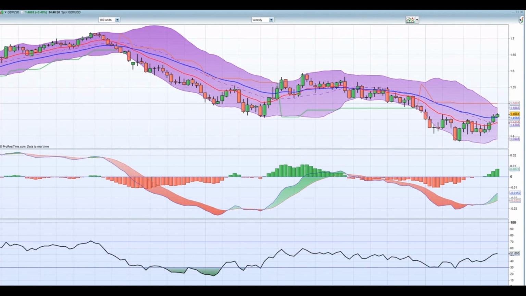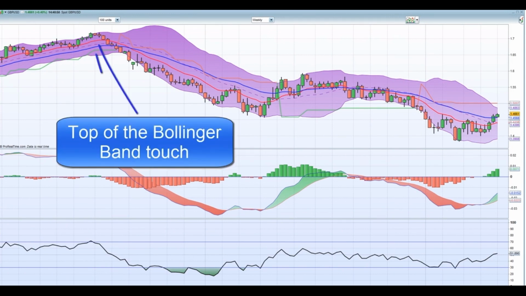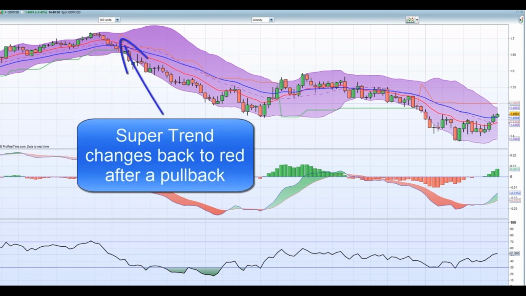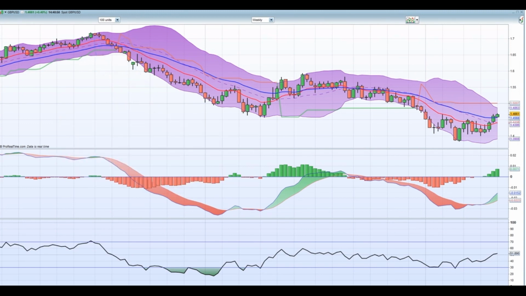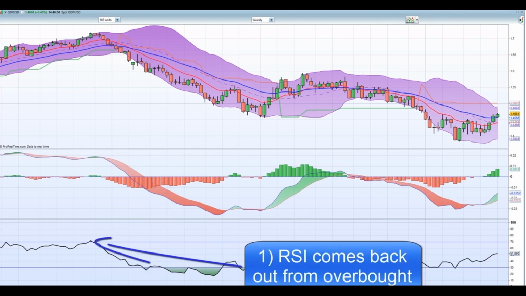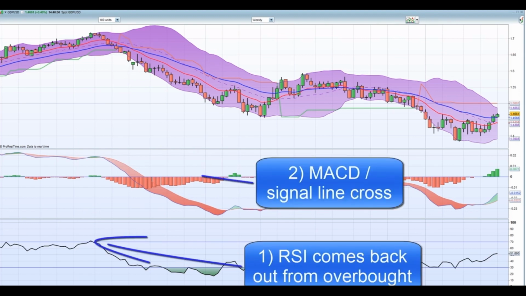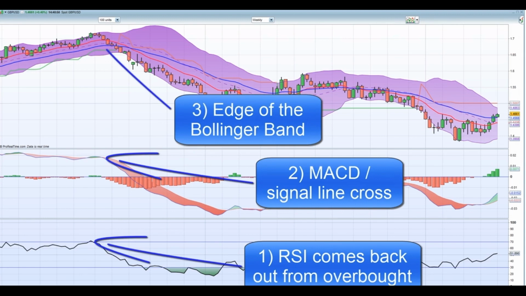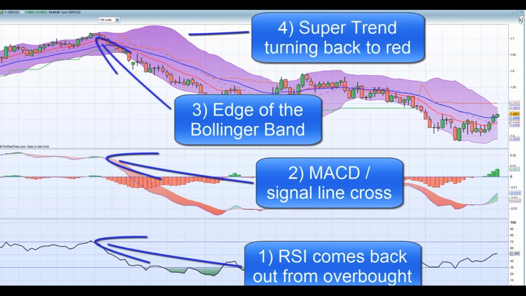In addition to the RSI and MACD signals, we can add further confluence to this trade with a Bollinger Band and the Super Trend Indicator. We can see the market has hit the top of the Bollinger Band here, but we could also wait for the Super Trend Indicator to change red here before taking the short trade. So now we have the confluence of four indications. We have an RSI coming back out of overbought, we have an MACD cross, we have the market going to the edge of one of the deviations on the Bollinger Band, and we also have the super trend turning back to red.